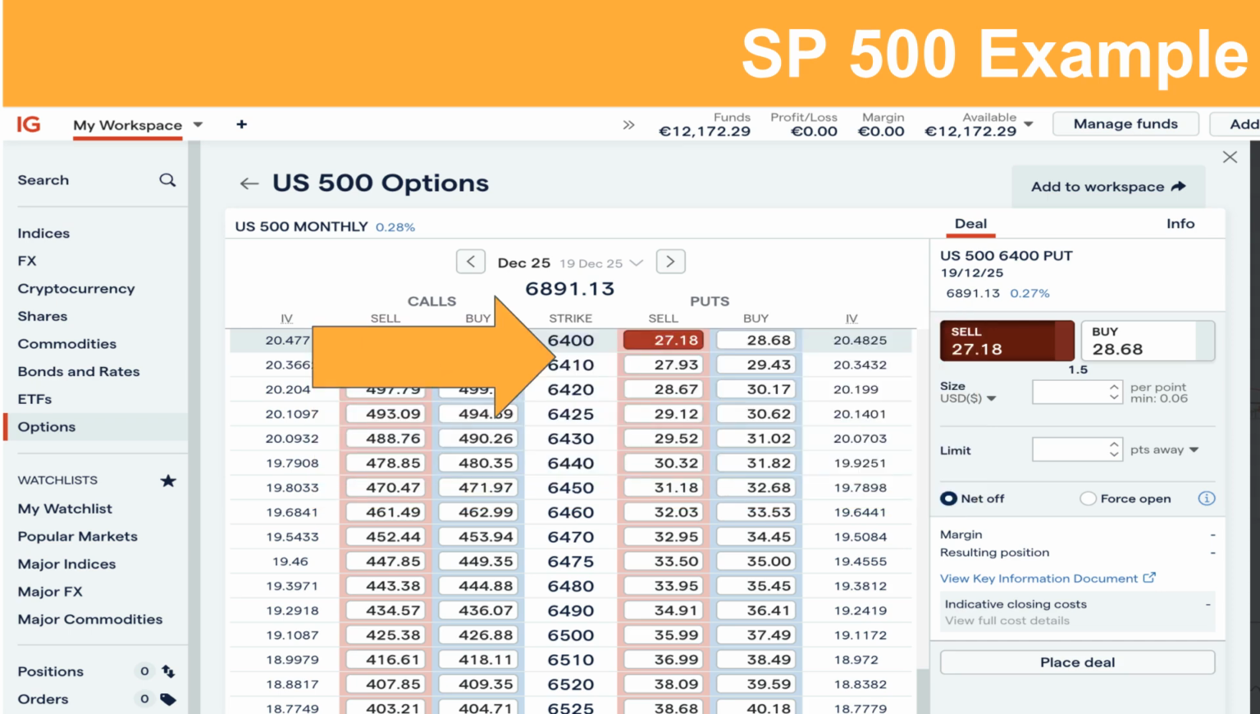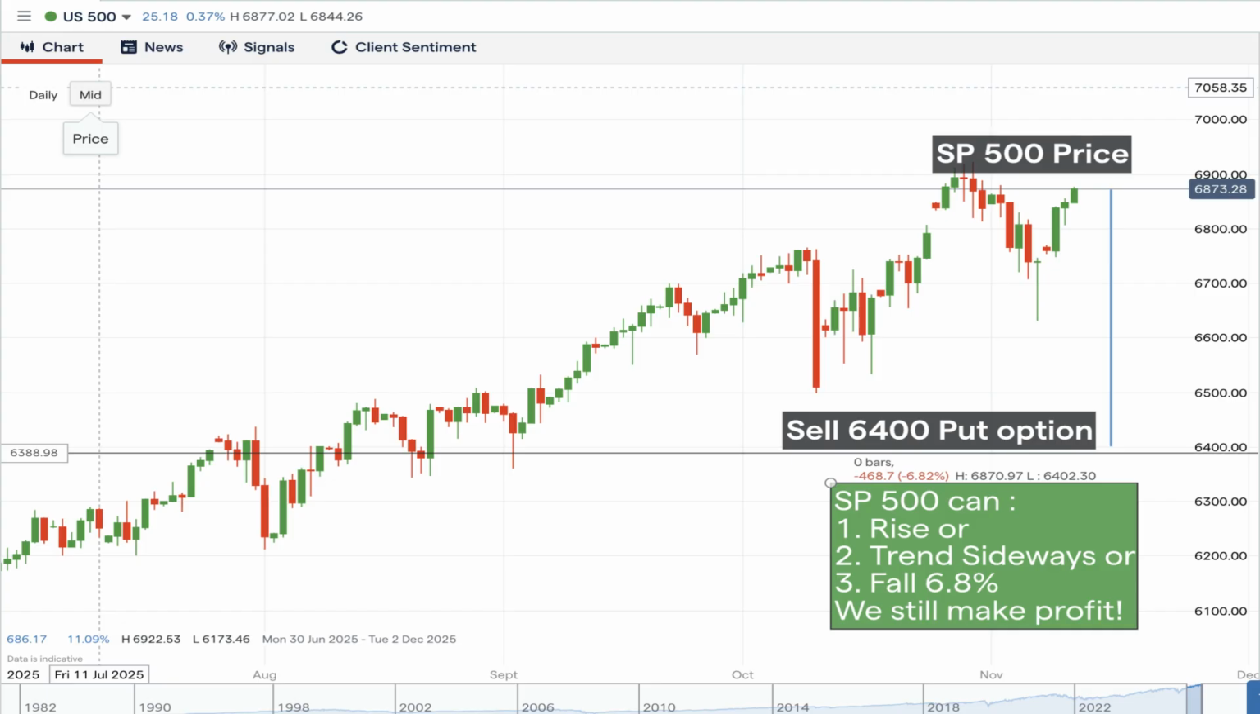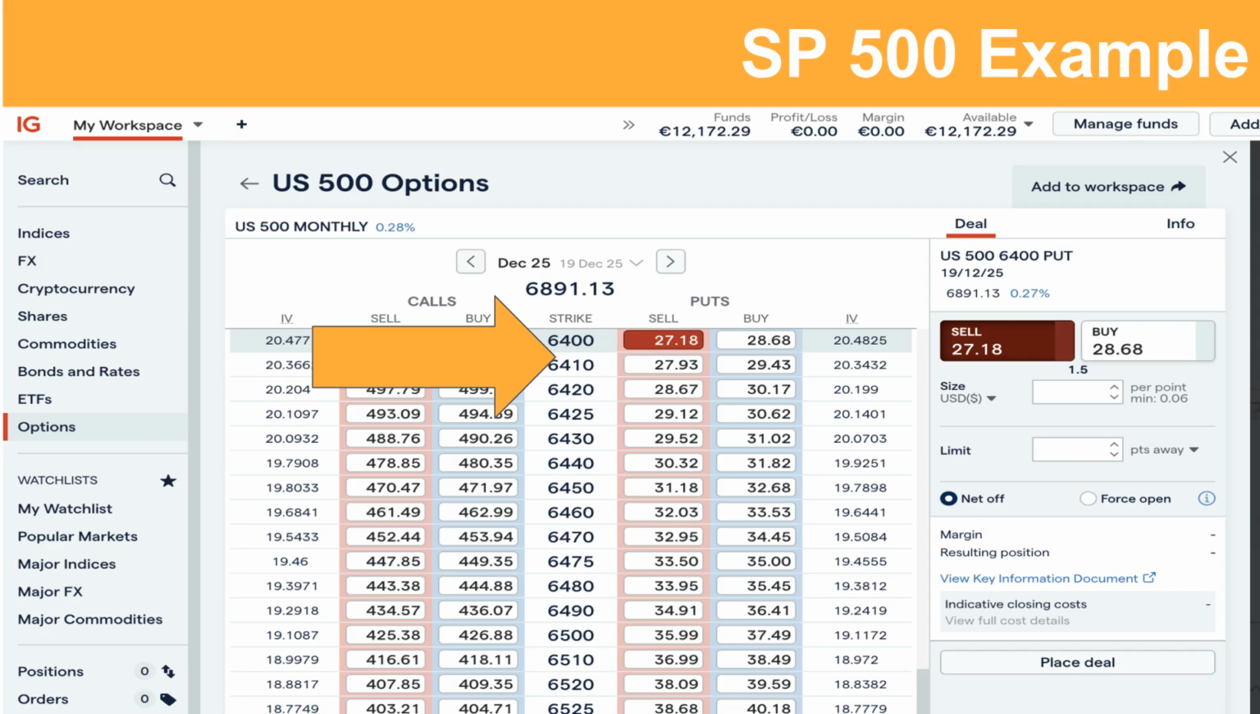Here's a typical option quote screen with IG Index. These are the December options, which expire in 37 days, and we're going to focus in on the 6,400 strike. I want you to remember our graph from the beginning. We're going to insure the value of the S&P 500, which is currently trading at 6891, to the value of 6,400. So we can profit from this as long as it stays above 6,400 in the next 37 days. You can see the sell price is 27.18. That's what we're going to bet, basically. And the buy price is 28.68.